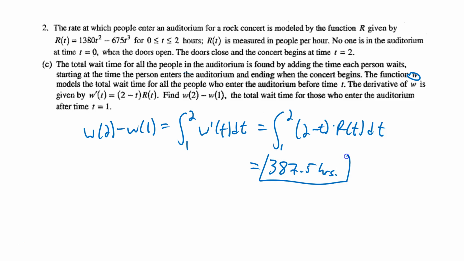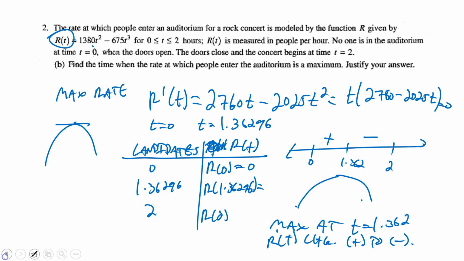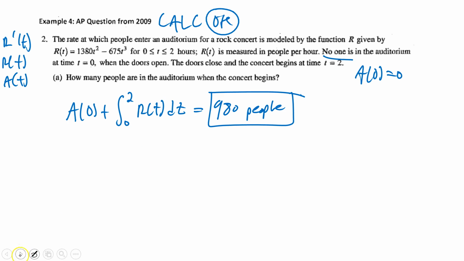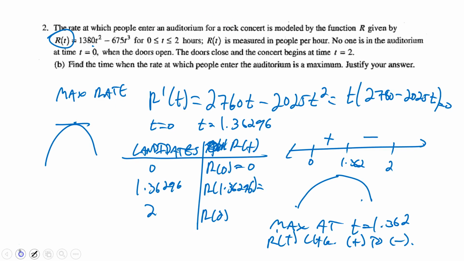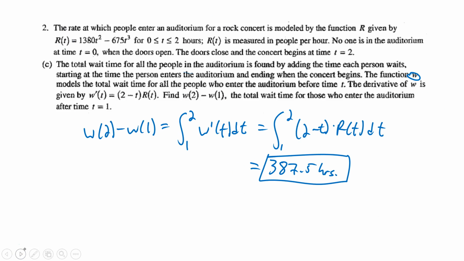So what that means is those 980 people we had from part A, all together, sorry, it's only the people that enter between 1 and 2, so that wouldn't even be correct. But the people that enter between hours 1 and 2, collectively they all wait 387.5 hours.